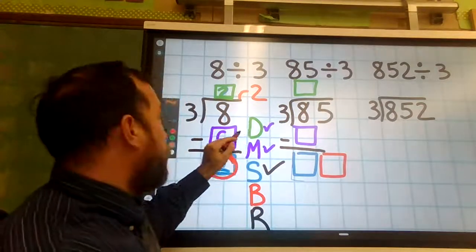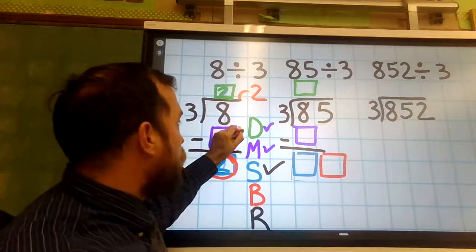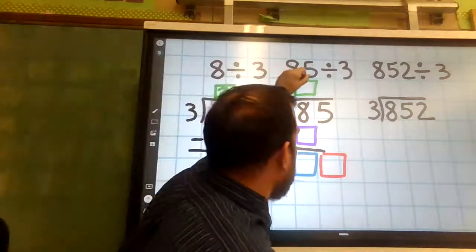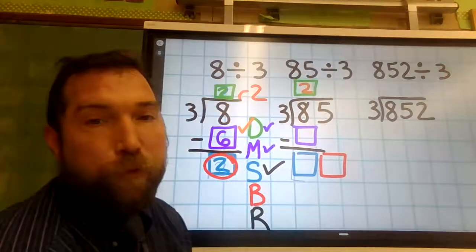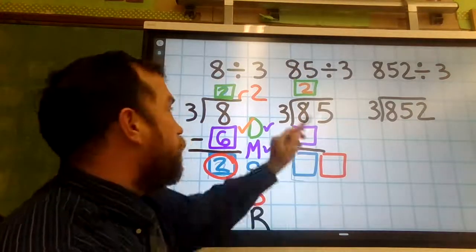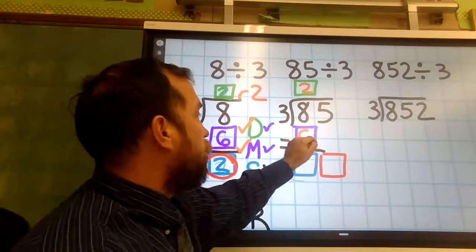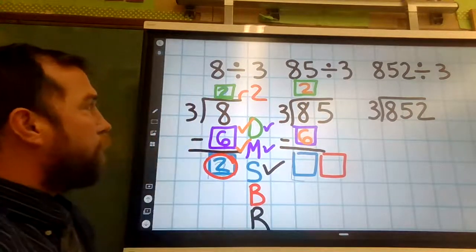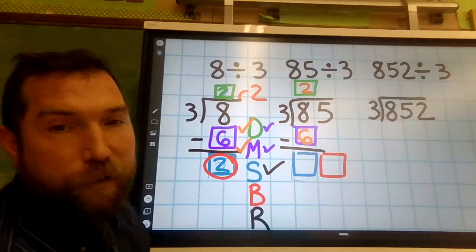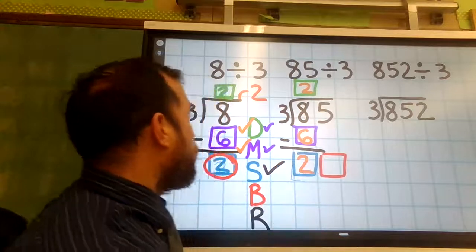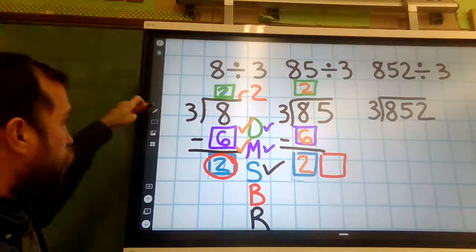D, how many times can 3 fit into 8, or 8 divided by 3, is still 2. That means 2 teams or groups. How much of the 8 kids did we use? 2 times 3, that's 6. Same number over here that goes under. How many of the 8 kids didn't we use yet? That's 2. That's the exact same steps from over here.